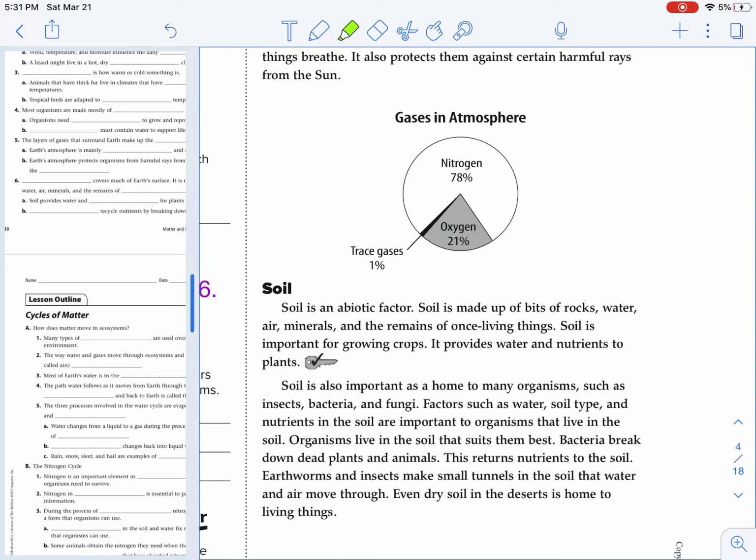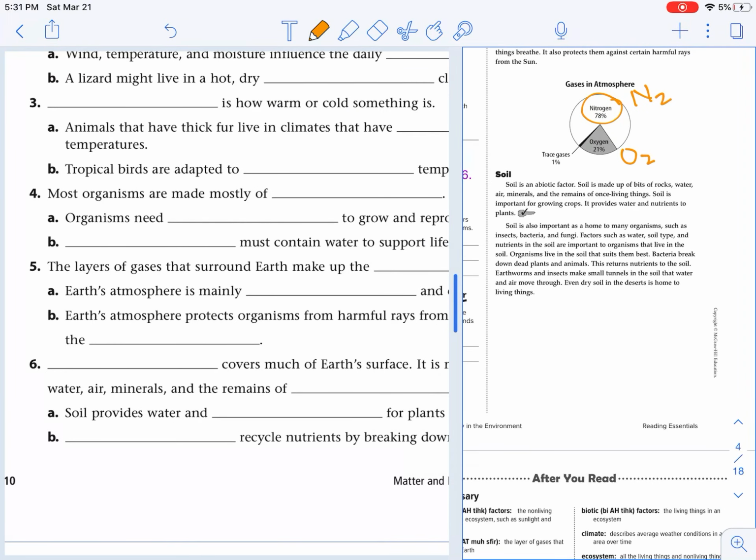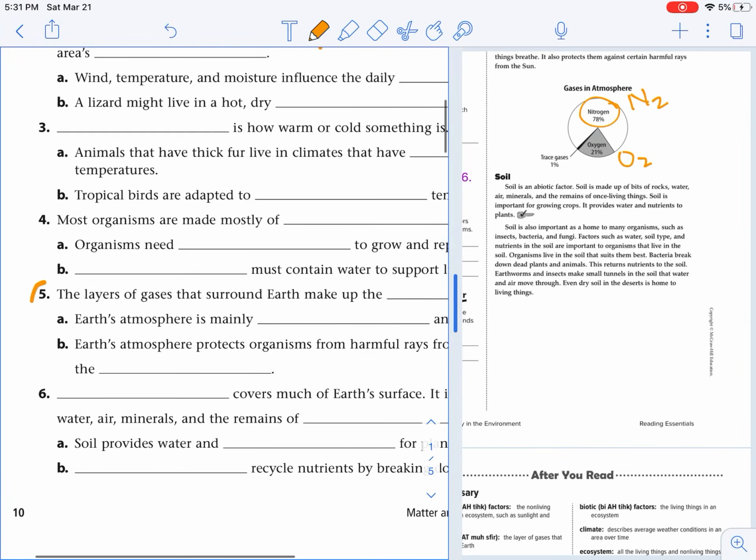So you need to know the percents here. So we have 78% nitrogen. So that's going to be N sub 2. We have 21% oxygen, and then 1% trace gas. So as far as your outline notes, that's going to be number 5 over here. So fill out your outline notes, please.